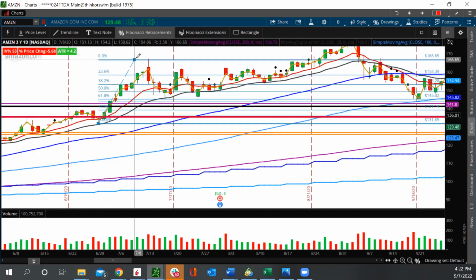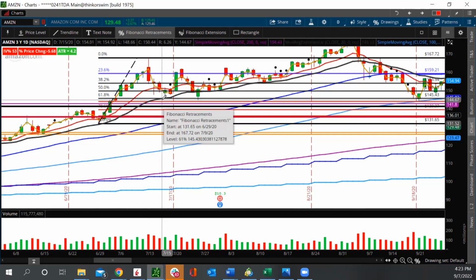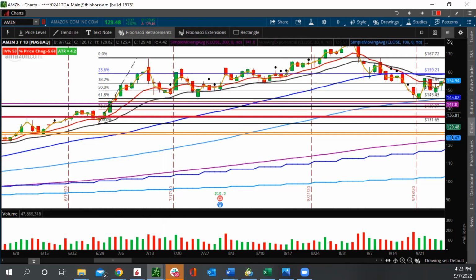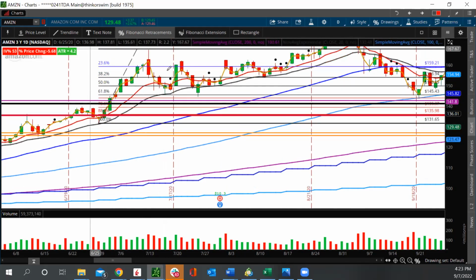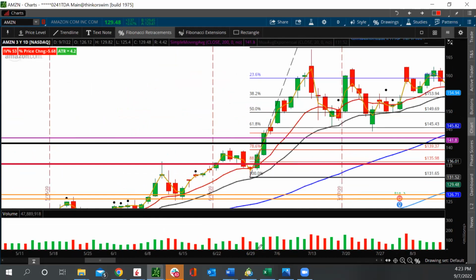From here to here. This move here comes right down, right at the 61.8. Came up, came right back down. So again, talking about how you can use it to pinpoint entries, but also how it will give you an idea of where you should find support and resistance.